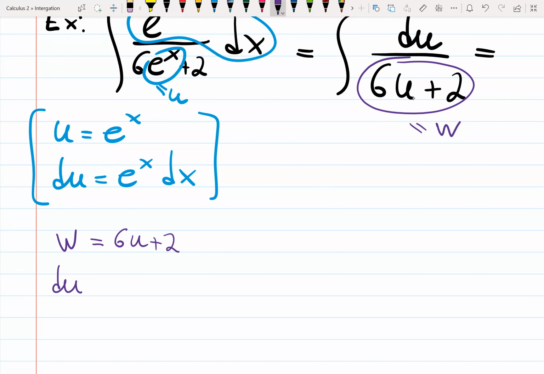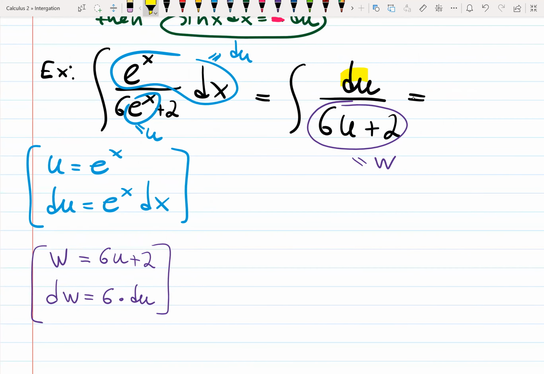Then dW, the derivative of W, is 6 times the derivative of U, that is dU. Why did I do that? Because let's see what I need. I need just du, or specifically one du. So let's solve for du. du will be 1/6 dw, divide by six, basically.